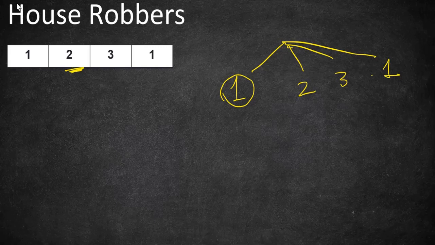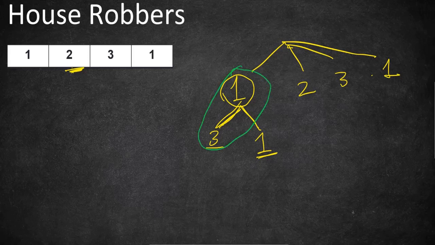So we have to go for house number 3 or house number 4. We cannot rob both 3 and 4 because they are neighbors. So in that case, you have to choose either one path, either 1, 3 or 1, 1. Obviously we need the higher amount, so we would choose 1, 3 here.